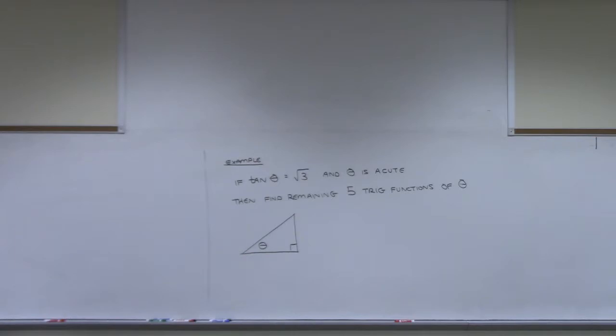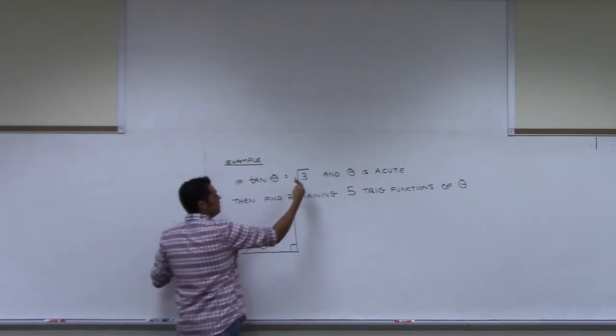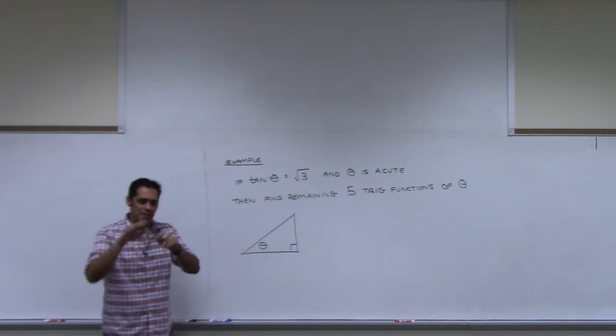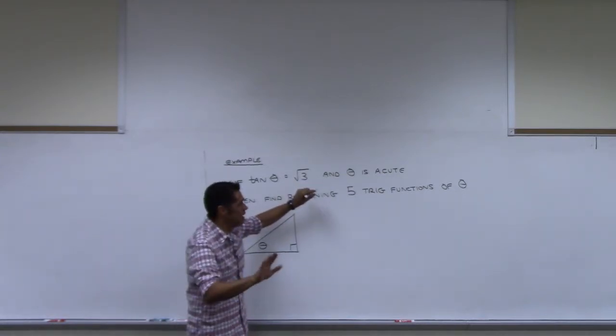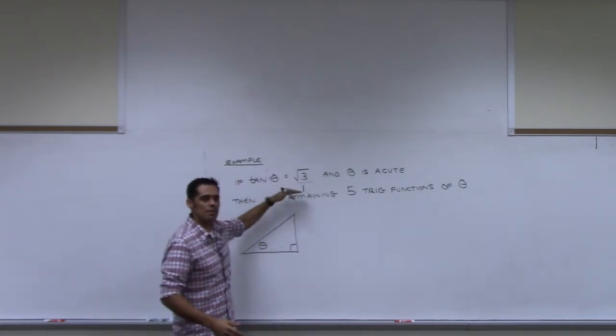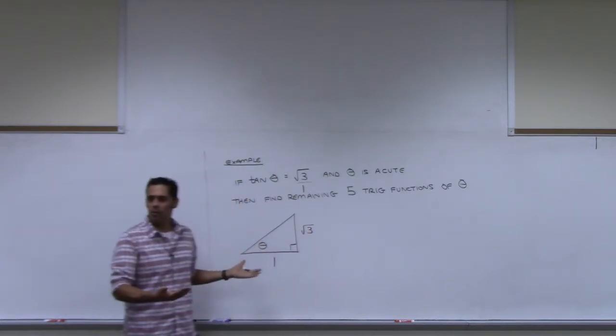Ooh, tangent is root 3. So the opposite would be root 3 and the adjacent would be 1. So this is opposite over adjacent, but it's not given to us as a fraction, but we can create the fraction. You can do this with any number, over 1. So now you've got opposite over adjacent. So you just call this side root 3, you call this side 1, and that works.